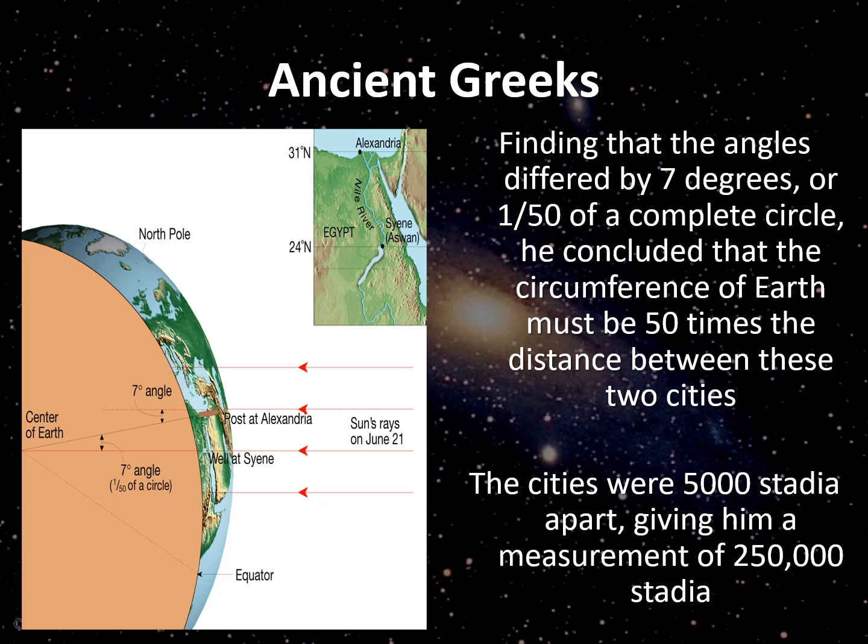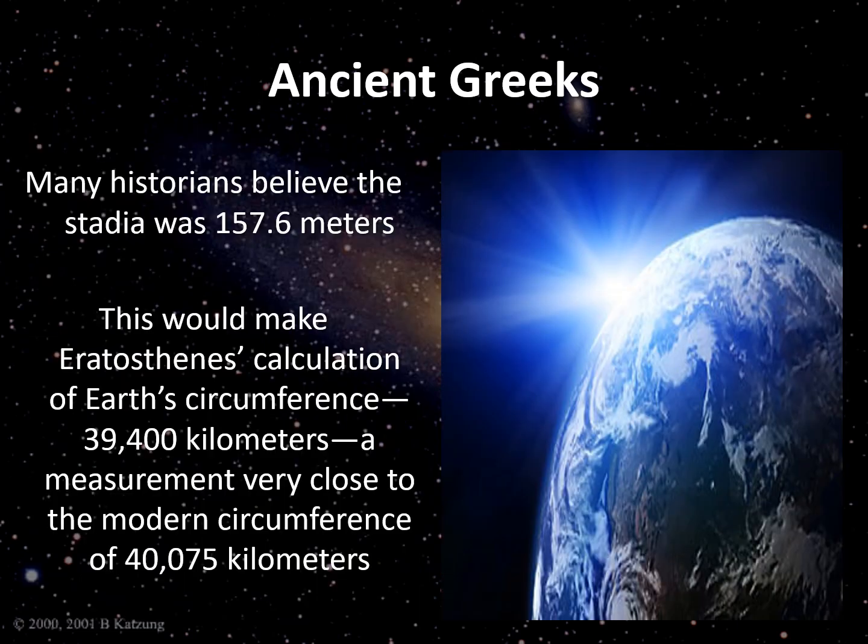So by finding the angles, and he found that the angles differed by 7 degrees, or around 1/50th of a complete circle, he concluded that the circumference of the Earth must be 50 times the distance between these two cities. And so these cities were 500 stadia apart. A stadia is like 2 miles-ish. And he gave a measurement of around 250,000 stadia, which is incredibly accurate.